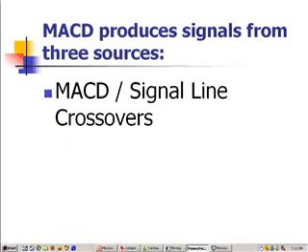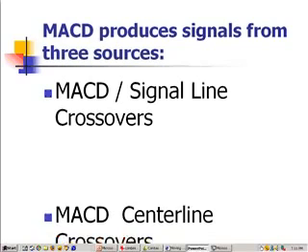The MACD signal line crossovers are the most common signal that MACD sends out, and unfortunately they're the most unreliable. Also, unfortunately, they're the ones that most traders are aware of and actually take action on. But I'm here to tell you that there are some other signals that MACD sends out that are more reliable, and although they're less frequent, they produce bigger moves.